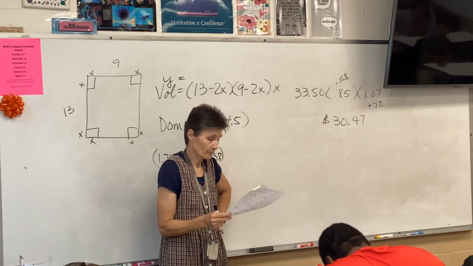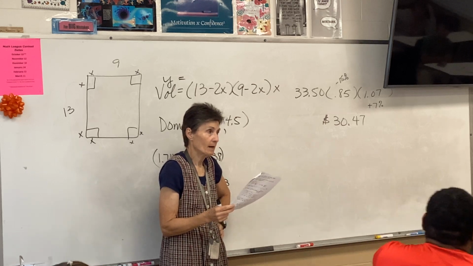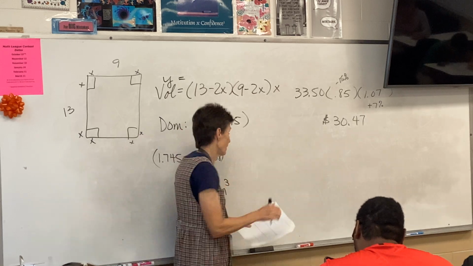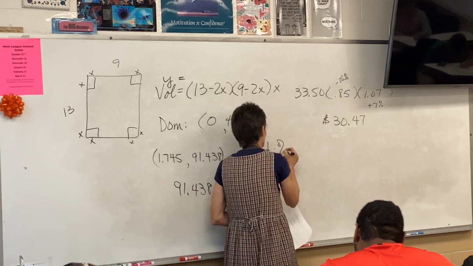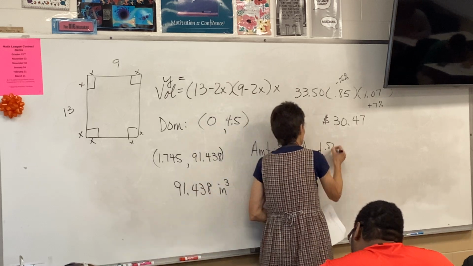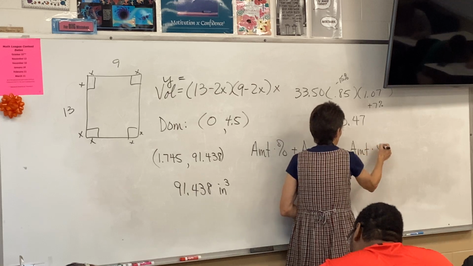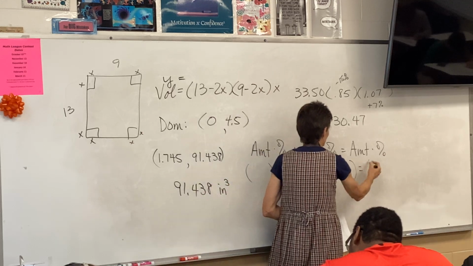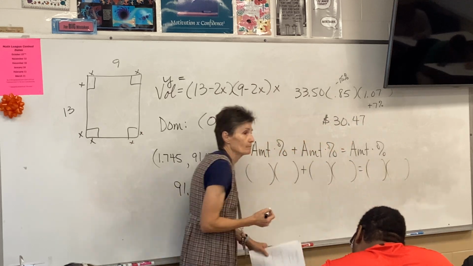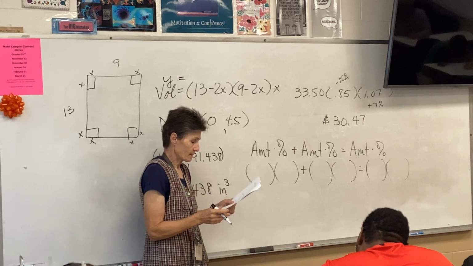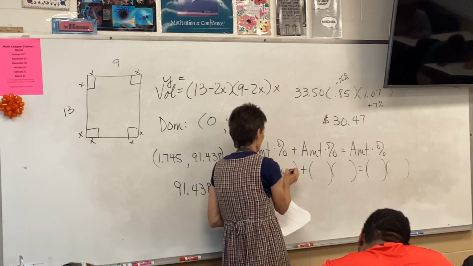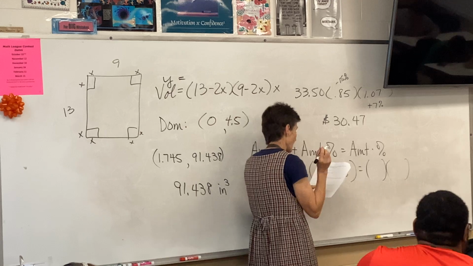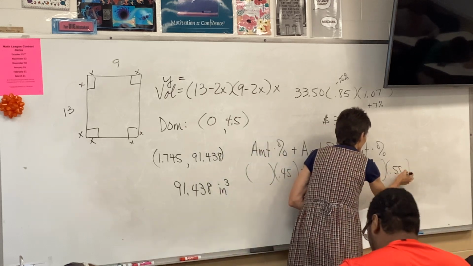Number 4. What's my setup for problem 4? Amount times percent plus amount times percent. All right, so we got 6 things to fill in. What are my percentages? 45, 75, and these are all decimals, 0.45, 0.75, and 0.58.